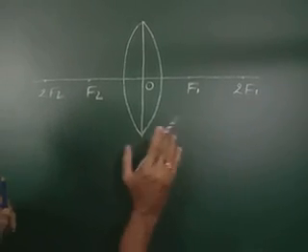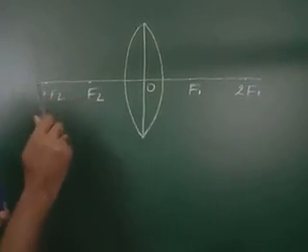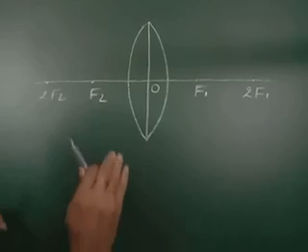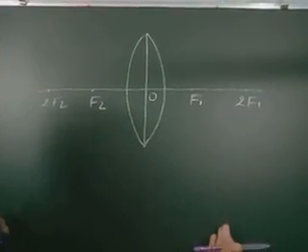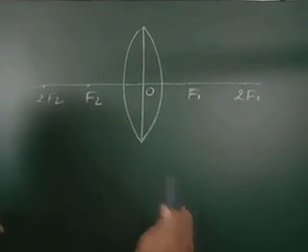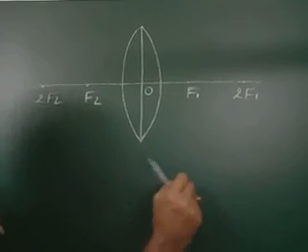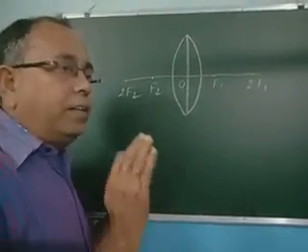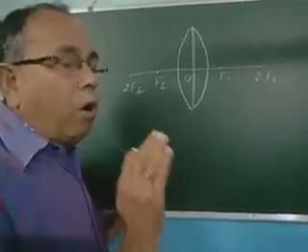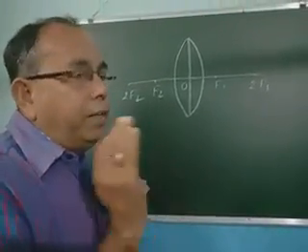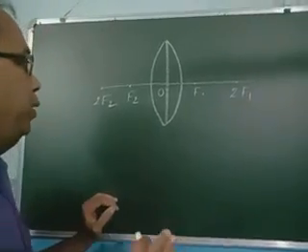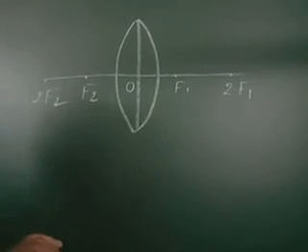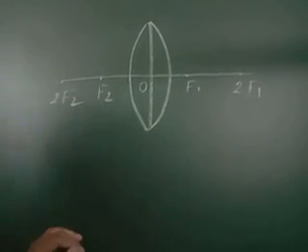Next point will be when I keep the object, whether it will be inverted or erect. In which case it will be inverted and in which case it will be erect. Always keep a simple method in your mind. All real images are inverted and all virtual images are erect. So I have explained to you the position, the size, the nature of the ray diagram.